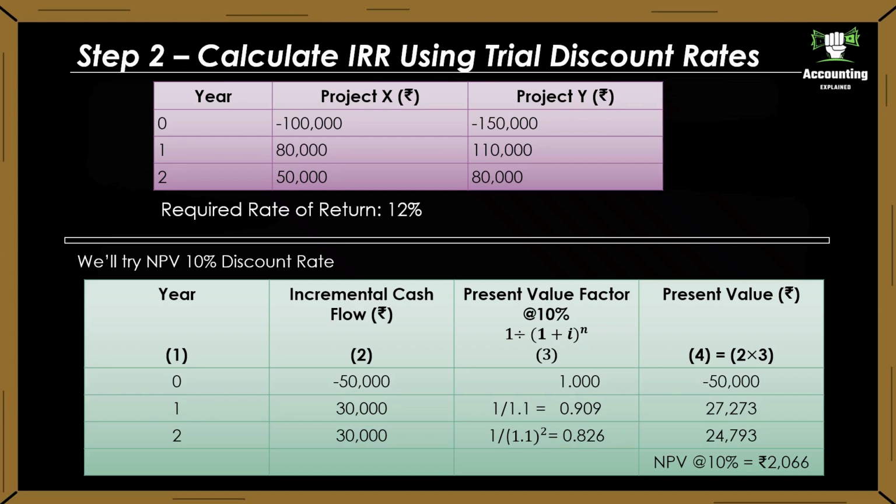Now we have to calculate negative and positive NPV. So if you have found a positive NPV, that discount rate will become your lower interest rate, and if you have found the negative NPV, that discount rate, which we are using for discounting the cash inflows, will become your higher interest rate. Okay, understand this because this is very important for calculating IRR.